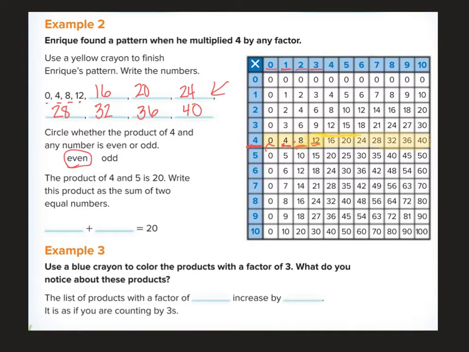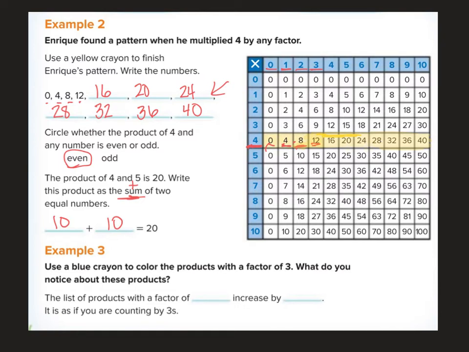The product of 4 and 5 is 20. Write this product as the sum, that's addition, of 2 equal numbers. If I look at 20, I can do 10 plus 10. It's the same number twice, so that works out. 10 plus 10 is 20.